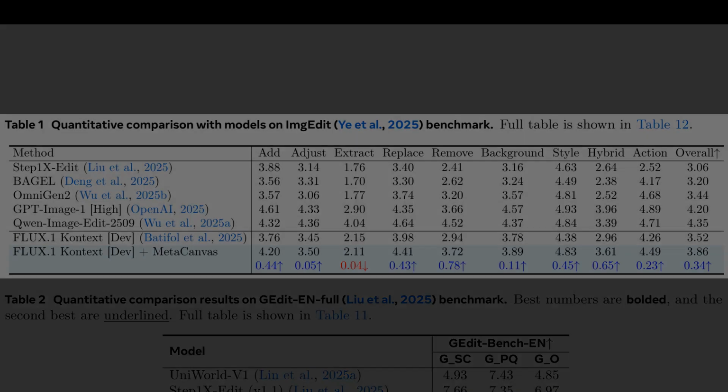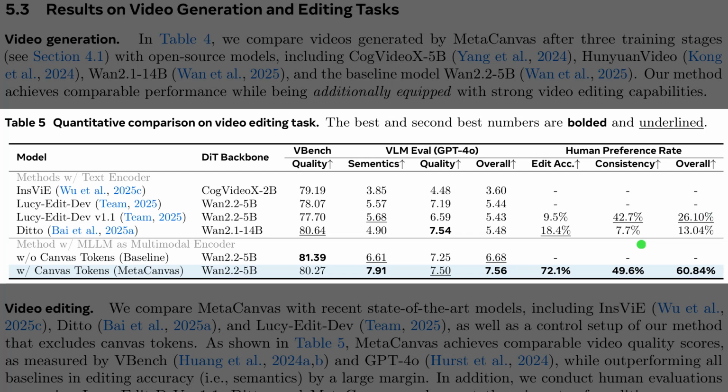So, after seeing image editing gains, Table 5 turns to video editing and compares many systems across automatic scores and human preference. The top block lists text encoder-based editors, which reach decent quality but only moderate edit accuracy and user preference. The lower block highlights the multimodal large language model setup. Without canvas tokens, the baseline already scores strongly, yet adding canvas tokens boosts the semantics, edit accuracy, consistency, and overall human preference to the best values in the table.